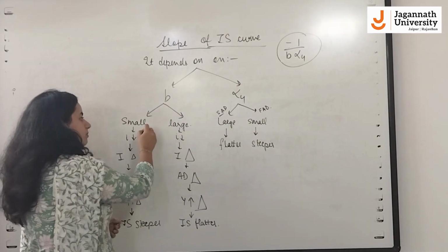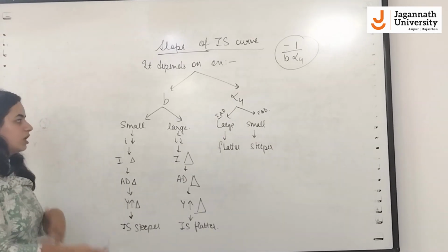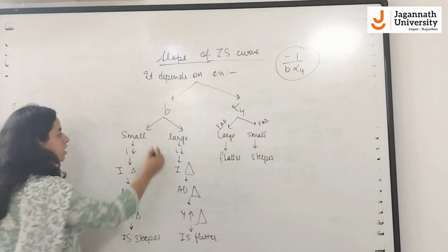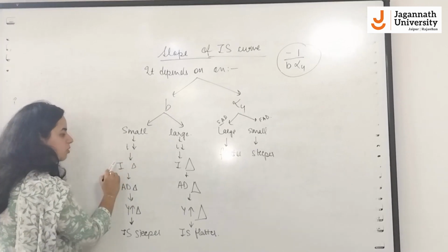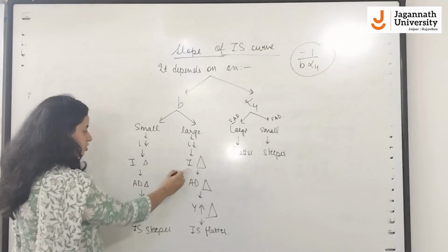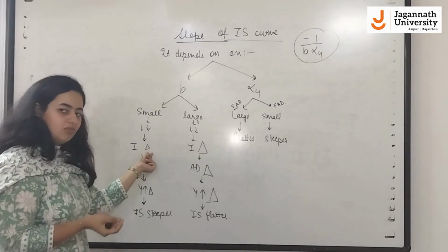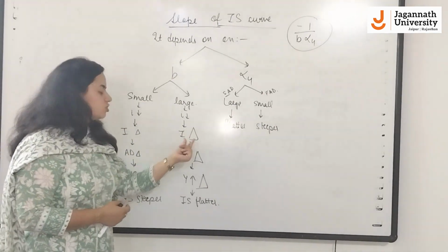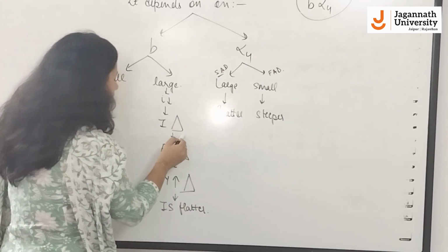If B is small, that means when the interest rate changes, the impact on investment will be smaller, not larger. That is the responsiveness. B shows the responsiveness of investment to the interest rate. So if B is small and the interest rate falls, the investment will change only a little. But if B is large and the interest rate falls, the change in investment will be large. This triangle is the delta sign which shows change. Small triangle means small change, large triangle means large change. So if B is large and the interest rate falls, the investment change will be large.